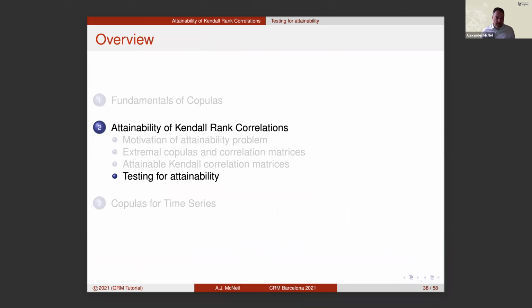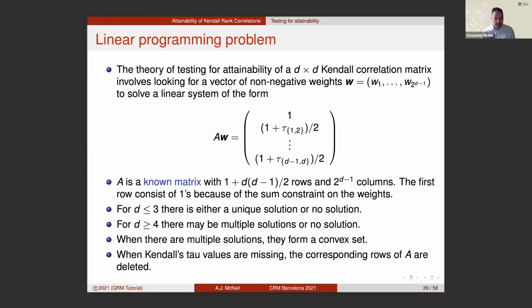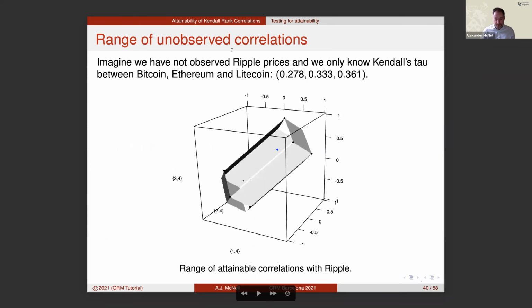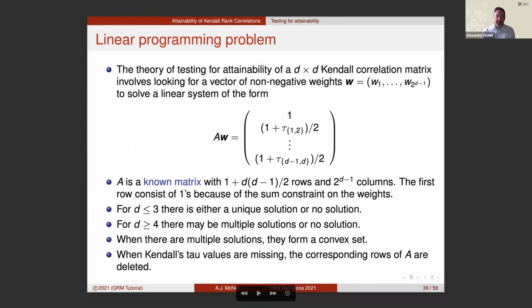Right, so how do we test for attainability? I'll go through the theory and then we'll have a look at this in practice again. I decided to keep it simple and really just tell you roughly what's happening in order not to get too technical. But it is really about linear programming, linear equations. So the theory of testing for attainability: we have to look for solutions of a linear equation system.